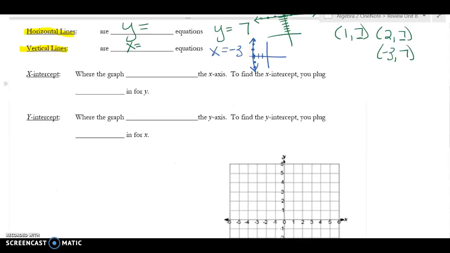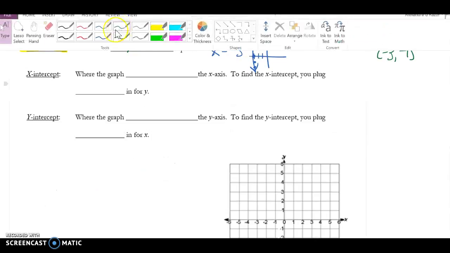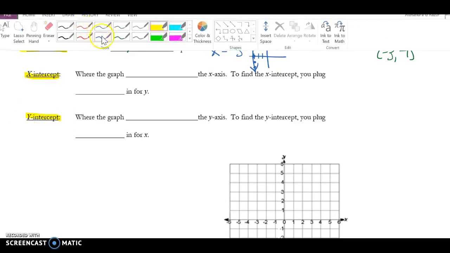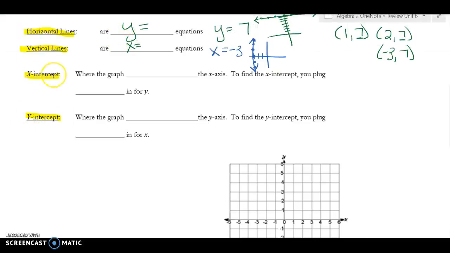Okay, let's look at the next type. The last type of problem we have is when we have to graph things based on their intercepts, the x-intercept and the y-intercept. When you graph and the line crosses the x-axis, that's called the x-intercept. So it's when it intersects the x-axis.